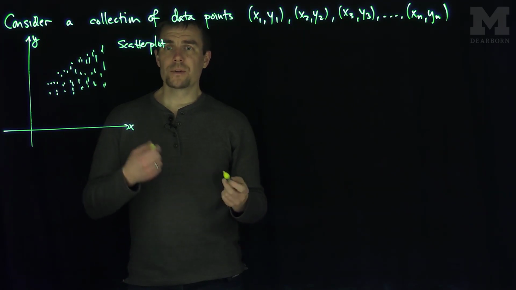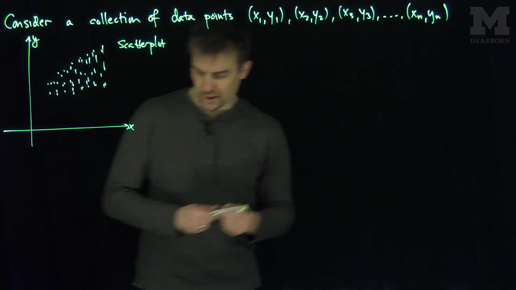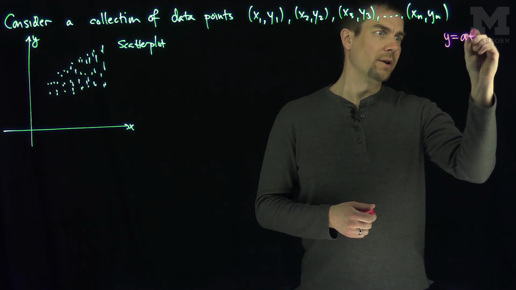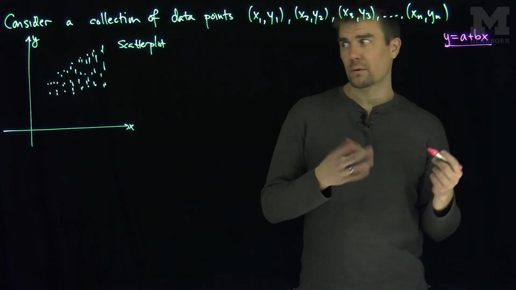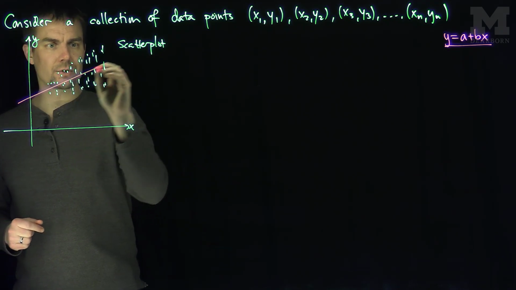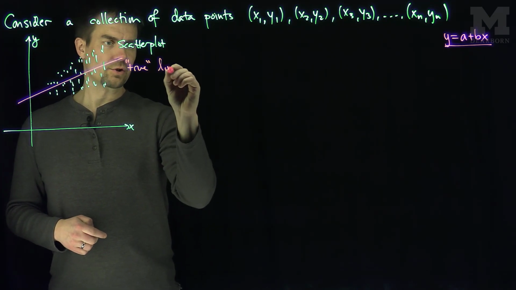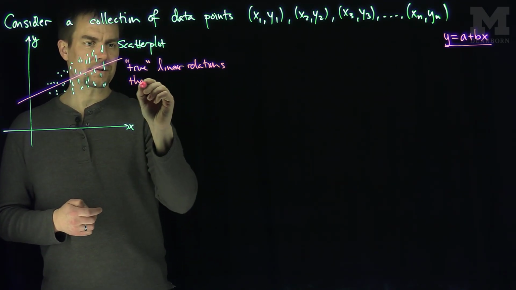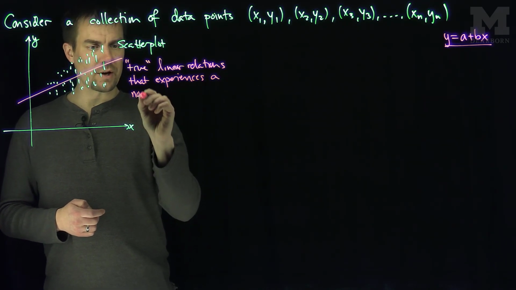And from this scatter plot, we might deduce that there might be some linear relationship between x and y. And remember what a linear relationship is. A linear relationship is just saying that y is equal to a plus bx. That would be the equation of a line, or mx plus b. We might think that there's a linear relationship, and so we postulate that there's a true (we'll put that in parentheses) linear relationship that experiences some error, a normally distributed error.